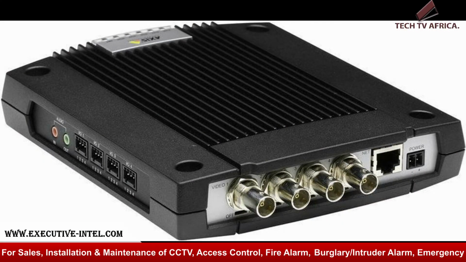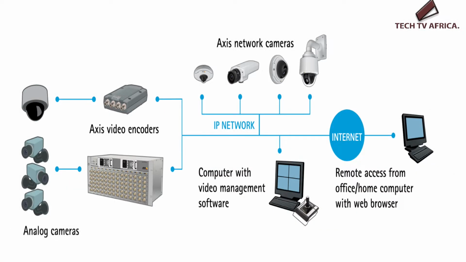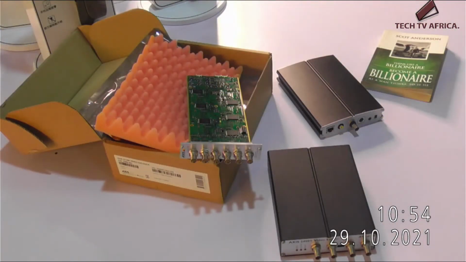So today, I believe I have been able to tell us how to migrate analog cameras to IP cameras. So next time you want to change your cameras to IP, I urge you to not do away with the old cameras. Just get an encoder, and with an encoder, you'll be able to do all this without any problem at all.